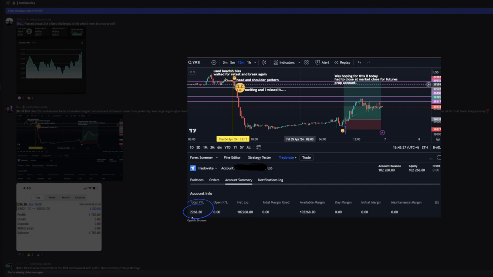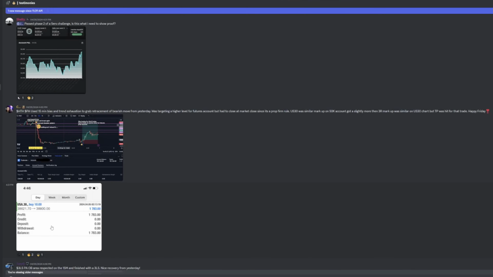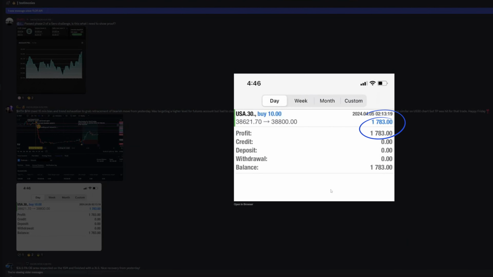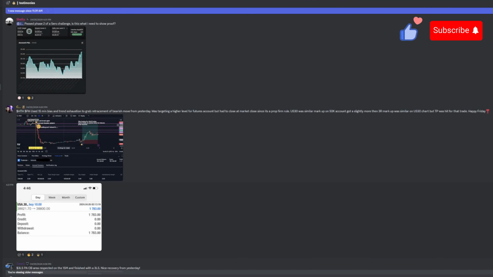but I'm still happy with it. I still had 2,268 in profit for that challenge account, and then actual profit that I got to make on the day, real money to keep, 1,783 on my live account. So not a bad day.